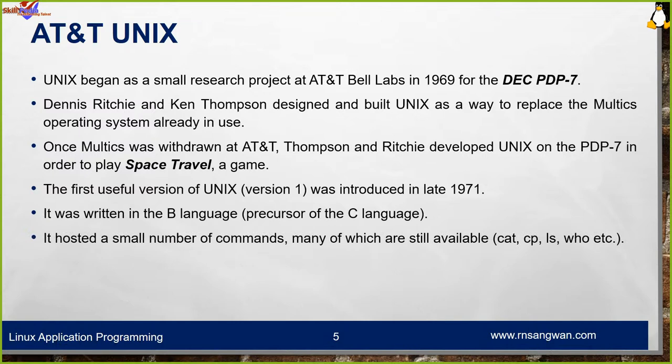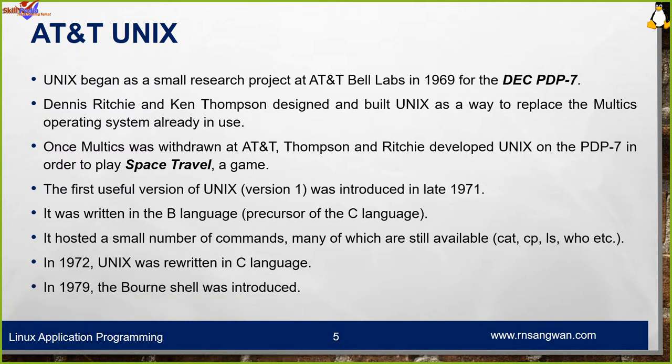It hosted a small number of commands, many of which are still available, like the cat command, cp command, ls command, who command. All these commands were there at that time in 1971 as well. In 1972, Unix was rewritten in C language. In 1979, the Bourne shell was introduced.